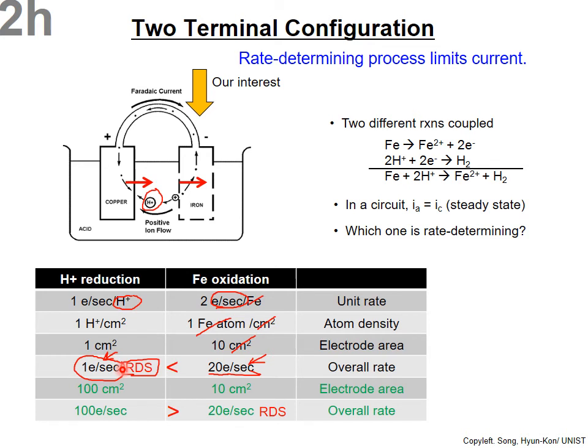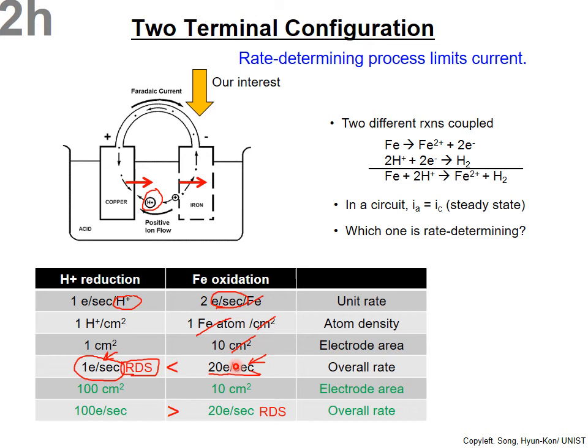So the overall rate of this electrochemical cell is not 20 electrons per second, not the average of 1 electron per second and 20 electrons per second, but the correct answer is that the overall rate is 1 electron per second. So I mean the slowest rate would determine the overall rate. So you cannot use 20 electrons per second.